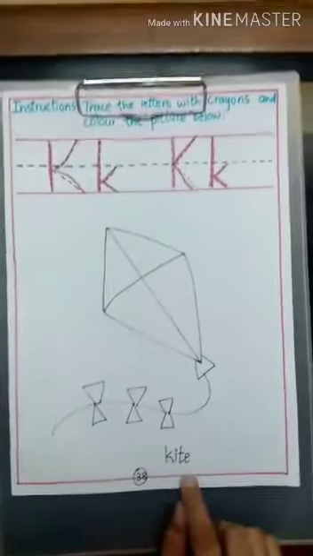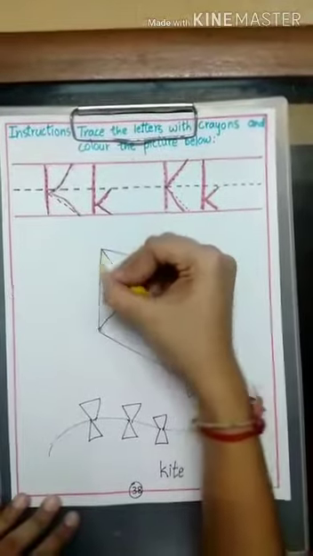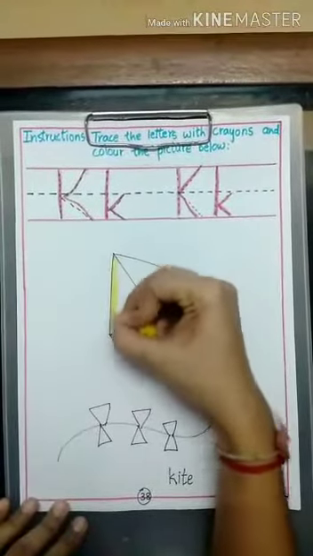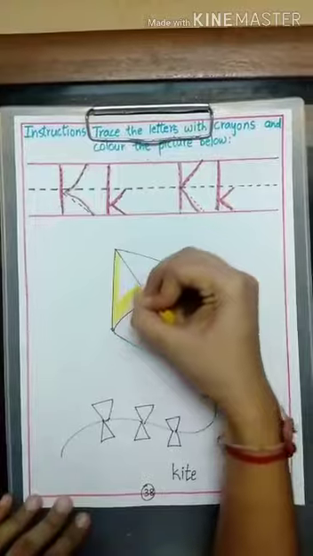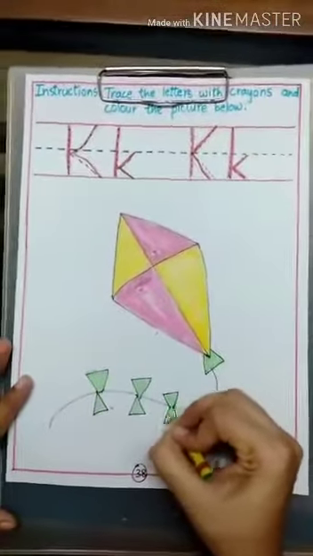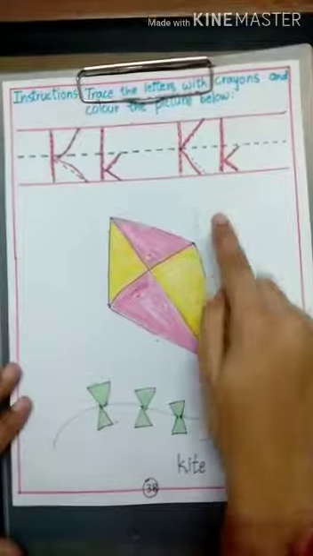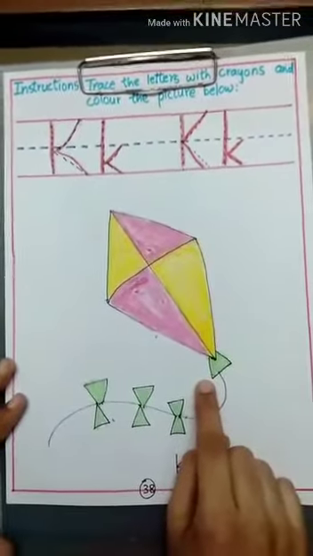Now we will color the picture of a kite. What is this? K for kite. So start coloring. And here we finished coloring our kite. What is this? K for kite. K for kite. Thank you.